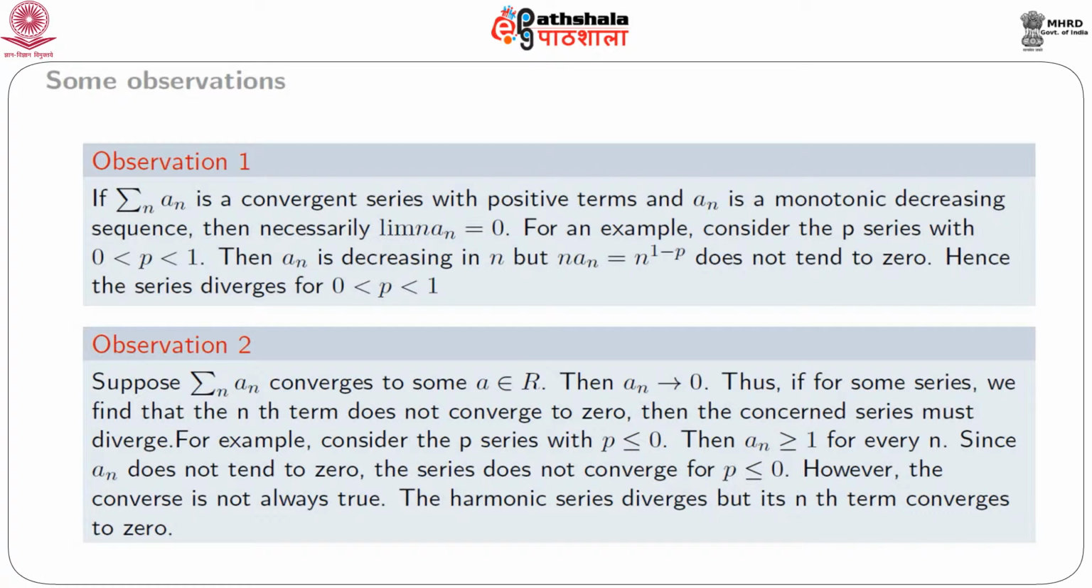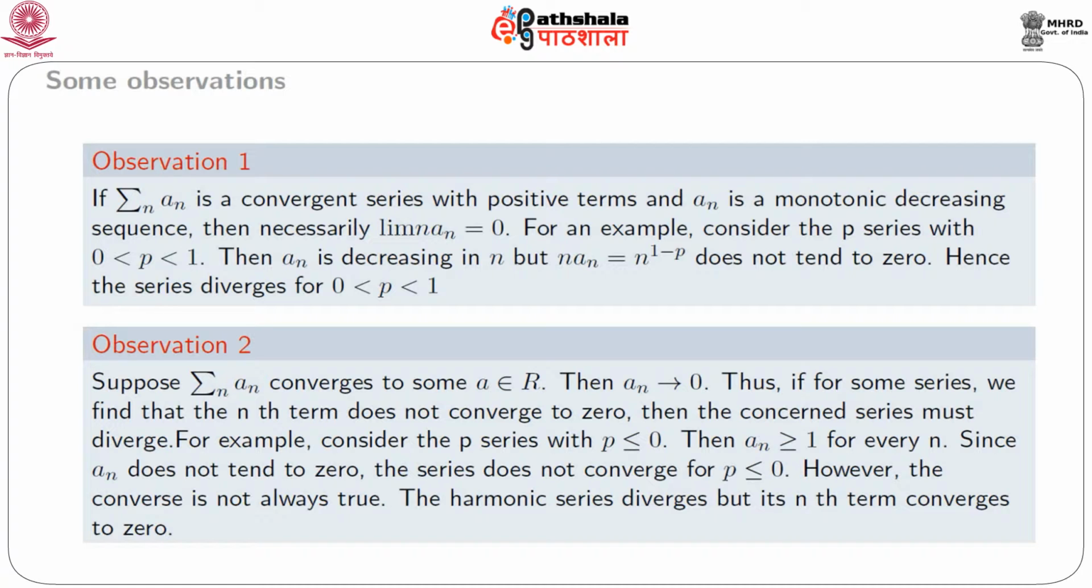That is, the above fact, that limit of n multiplied by an equals 0, gives an alternative way to check whether a series is convergent or not. So let us pass on to our next observation. Suppose summation an converges to some real number a, then an tends to 0. Actually, the proof is very simple. It can be proved using the definition of partial sums and an.